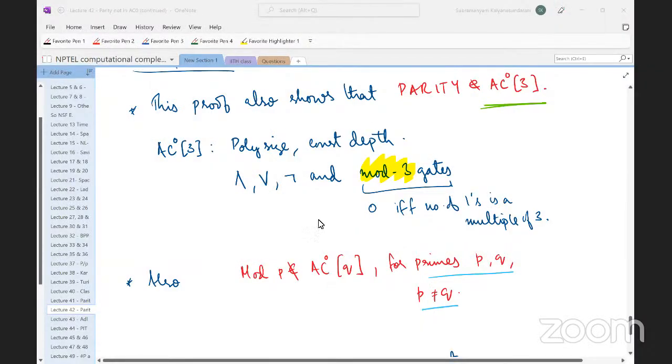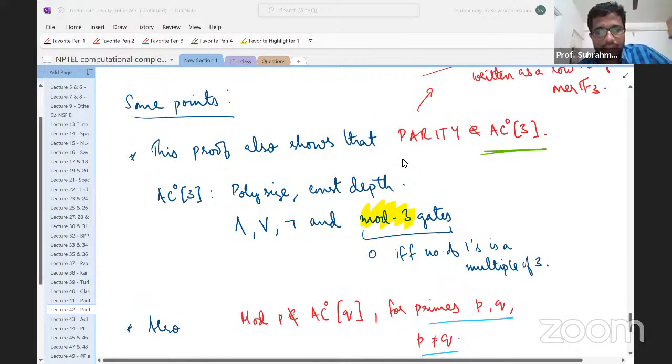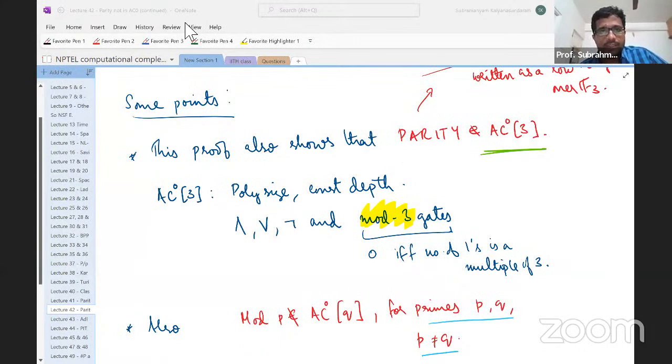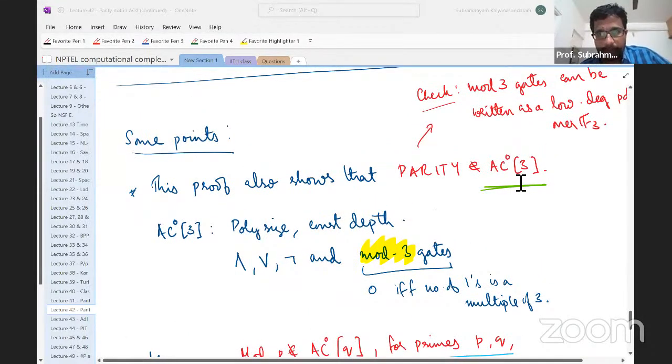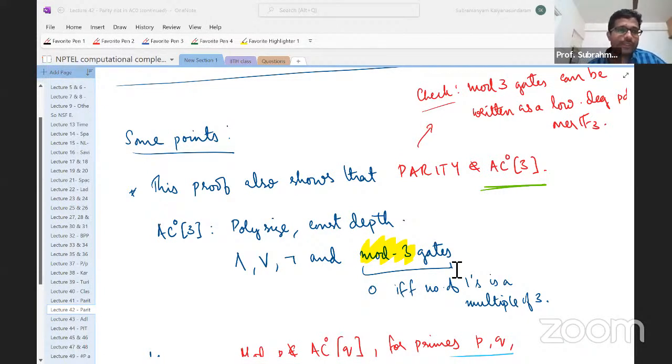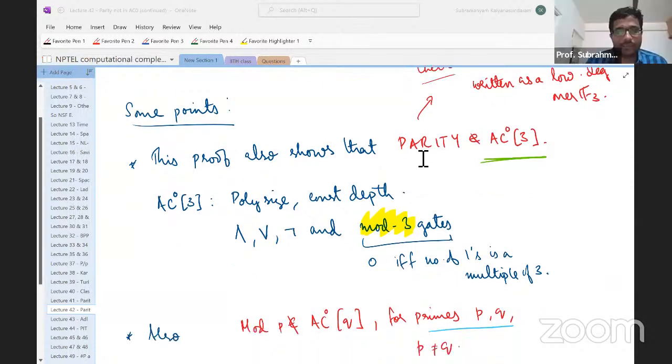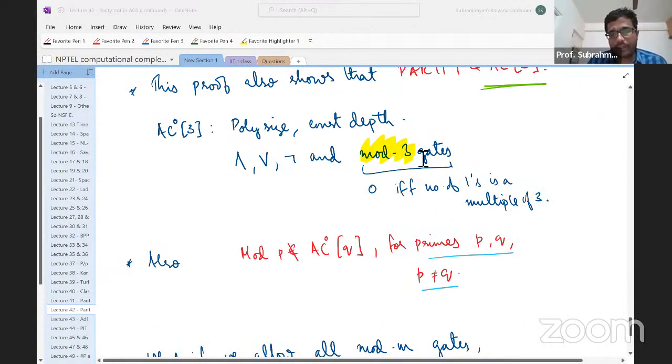Yes, sir. Okay, so the proof shows this, which is part of the notes that is anyway available: parity is not in AC0[3], which means that in addition to AND, OR, and NOT gates, we are also using mod 3 gates. A mod 3 gate evaluates to 0 if and only if the number of ones is a multiple of 3. Obviously, if we allow mod 2 gates, then it is trivial, because what we are computing is mod 2. So the only thing we are using F3 for is that it is not of characteristic 2.